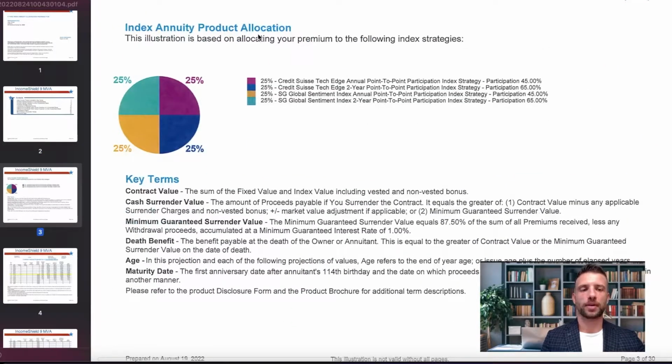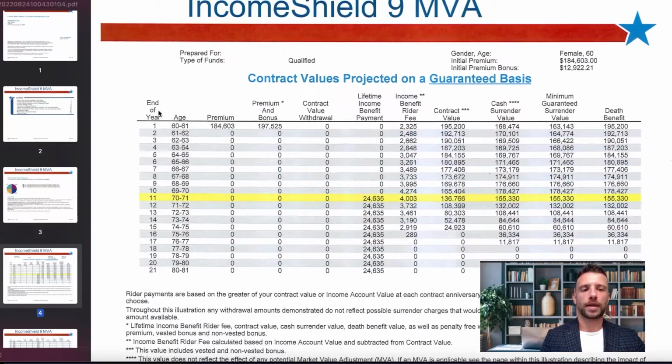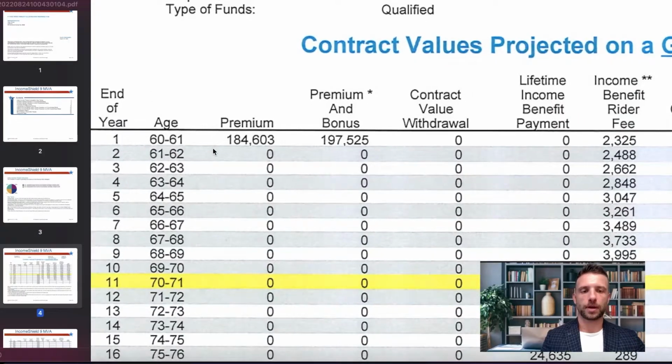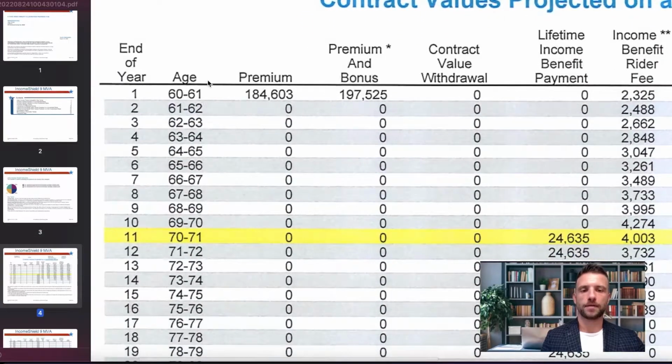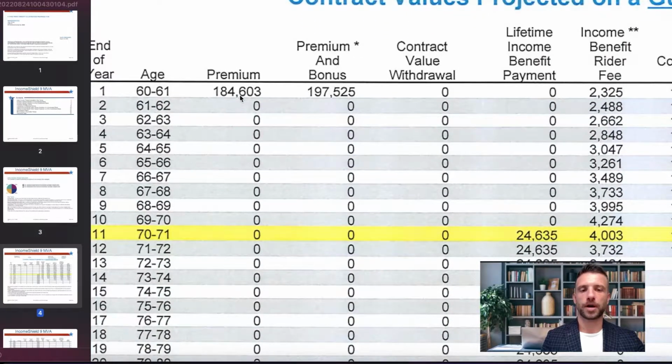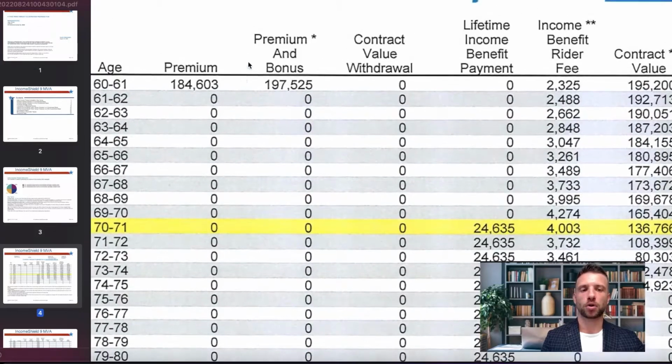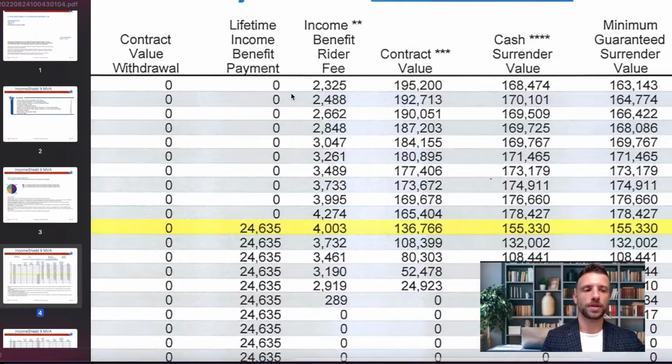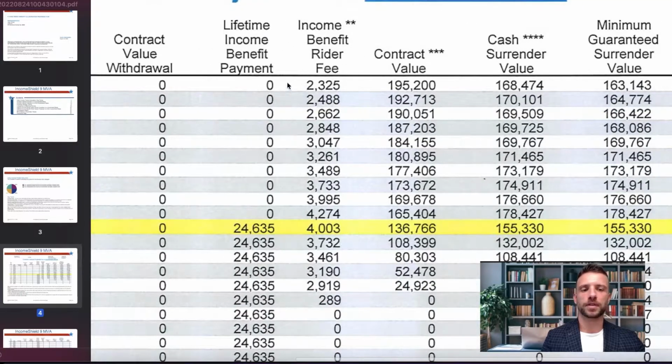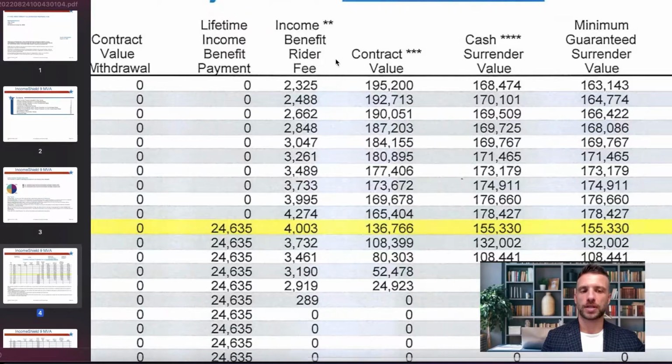First of all, we have the allocation. This is how the money is going to be invested. Getting beyond that and into the first hypothetical illustration, we have the client coming in with the premium of $184,603. There's a premium bonus, so that brings her up to $197,525. There is a fee on this account of 1.1%. That's the rider charge. That cost us $23.25 in that first year. It gets higher over time.